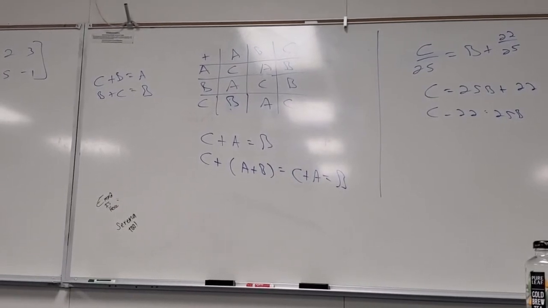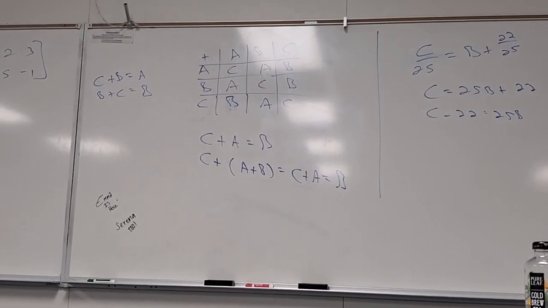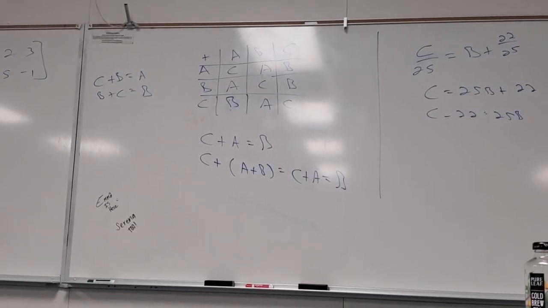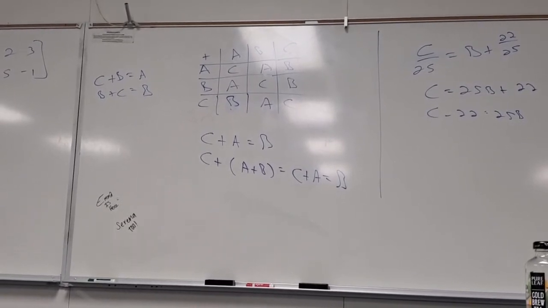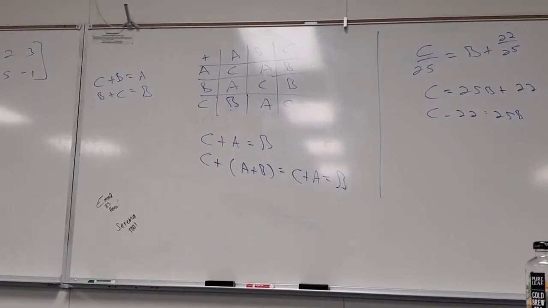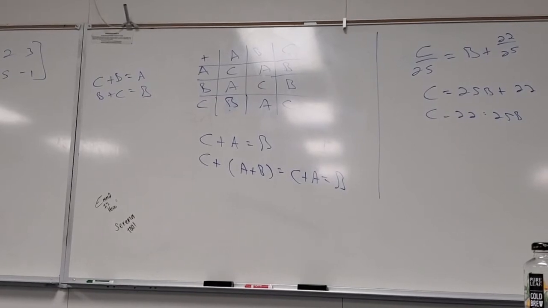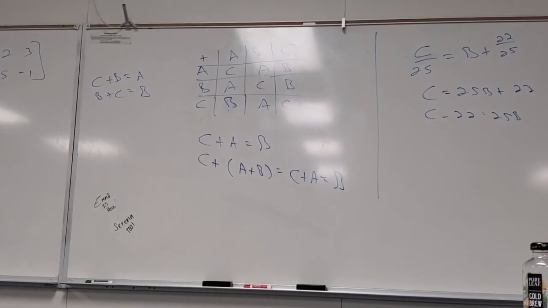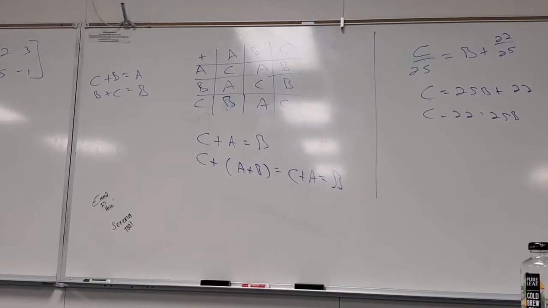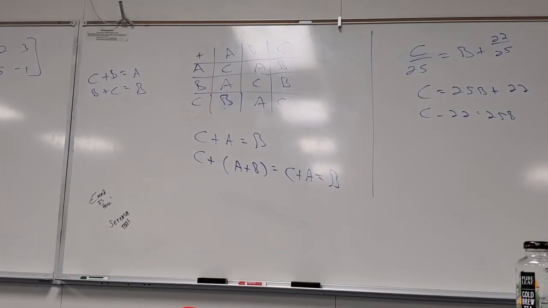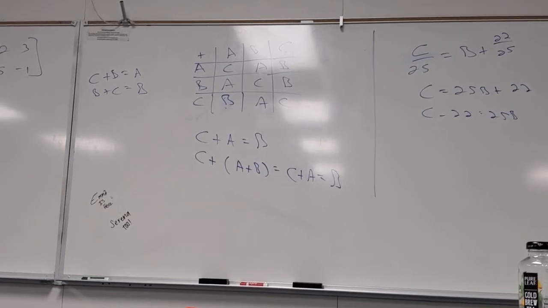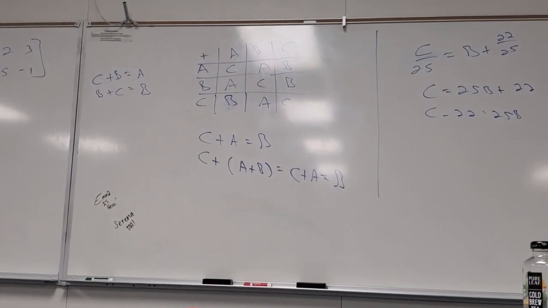Composite is the opposite of prime, so they factor into more than just one and themselves. So 3 is prime because it's 1 times 3 only. 4 is not prime because it's 1 times 4 and 2 times 2. So that's composite. Anything that's not prime is composite.